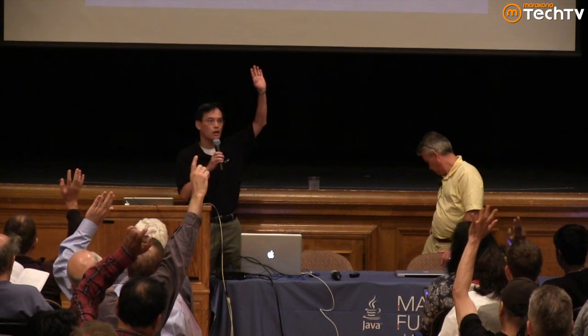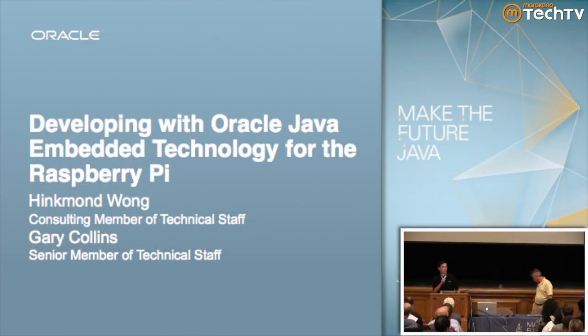But we're here to give the talk on developing with Oracle Java embedded technology for the Raspberry Pi. How many people here have heard about the Raspberry Pi or are currently developing? Wow, that's probably a good over 60% of the people out here. So that's good. We're going to talk about how you could take today's Java embedded and run on it. And since you're all part of the Java users group, that's probably in your interest.